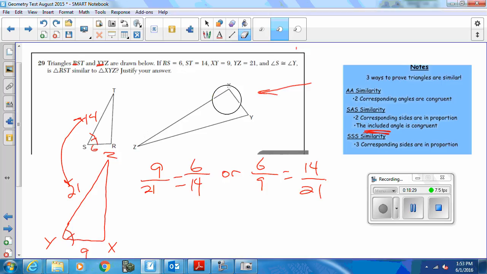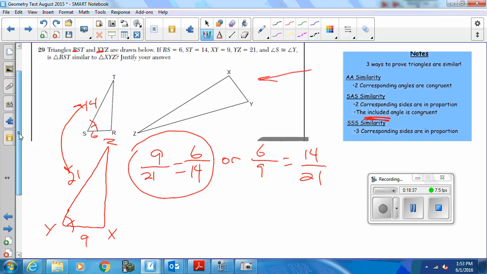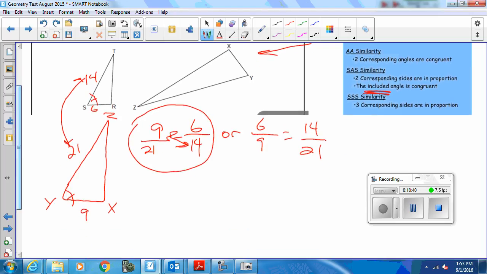In this case, we're going to do the same thing, because it might not be obvious if those are equal or not. So let's just get the cross products. 9 times 14: 9 times 10 is 90, 9 times 4 is 36, so that's going to be 126. 21 times 6 is also 126. So that checks out. If I did it over here, it'd be the same thing, 126 is equal to 126. That means that these triangles are, in fact, similar.